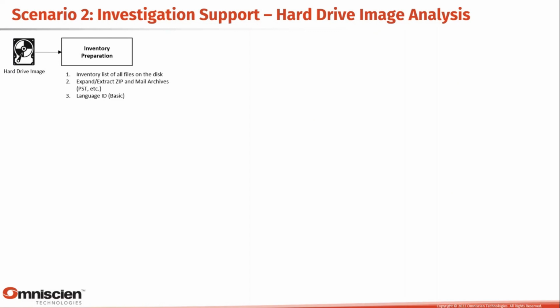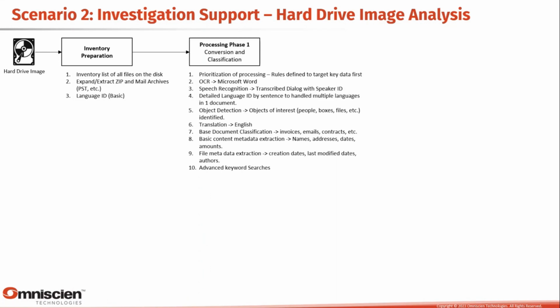Then we go into things like inventory. So we start with the hard drive and we analyze it. And we find all the files on the disk, top to bottom. Anything that's there, we expand. So if there's a zip file or a PST file with mail, we expand that out into individual files. And we run basic language ID over it. Now, this is something that Language Studio can do today, right out of the box. It can pick these things up.